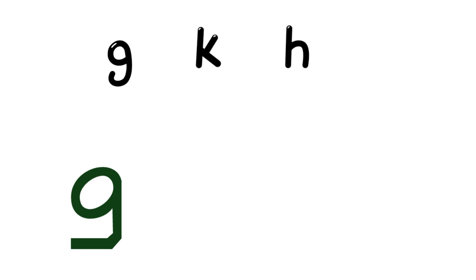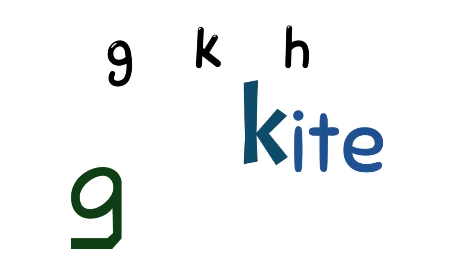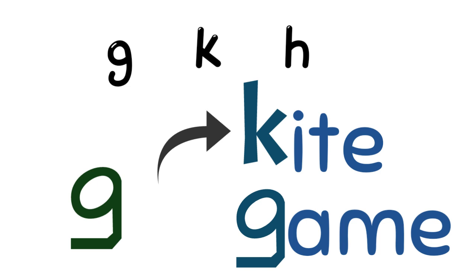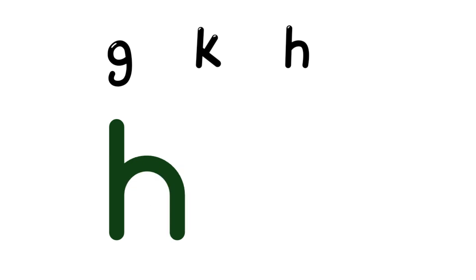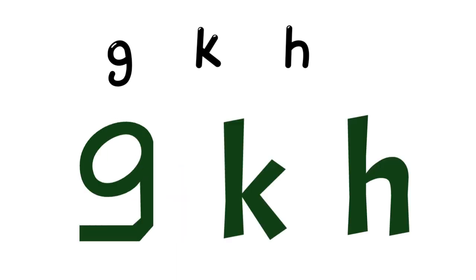Next G. G also has two sounds: k, like k in kite, and g in game. So the sounds for G: k, g. Next one is k, h.